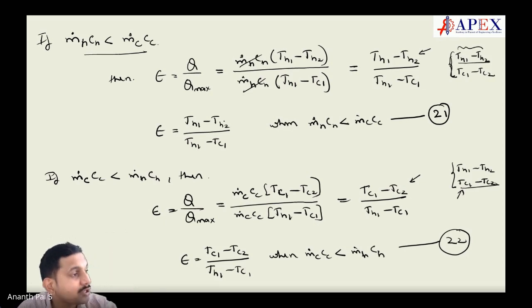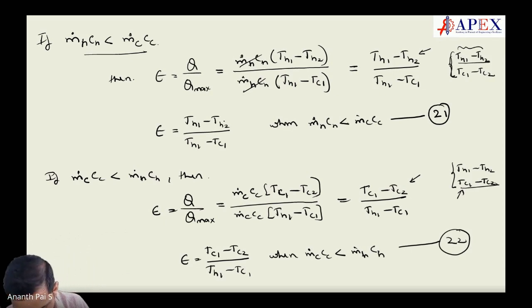M dot C values are also not required. The only information required is whether m dot C is greater for the hot fluid or for the cold fluid, which is smaller. The smaller of the m dot C will have the larger of the temperature difference. Make sense? I hope it's making sense.